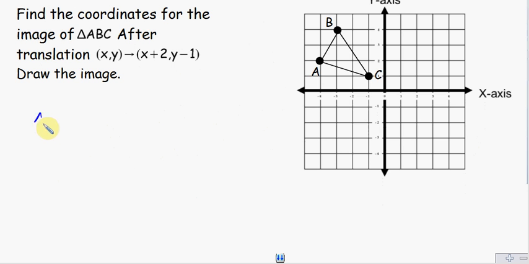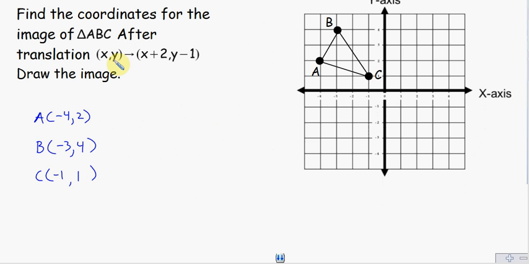So my A is, let's see, 1, 2, 3, 4, 1, 2. So that's negative 4, 2. And my B coordinate is negative 1, negative 2, negative 3. And then 1, 2, 3, 4. So that's negative 3, 4. And my C coordinate is going to be negative 1, 1. Negative 1, 1.